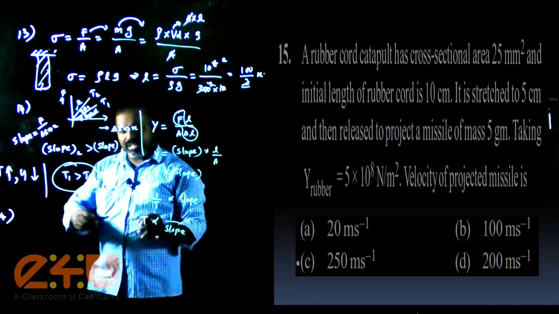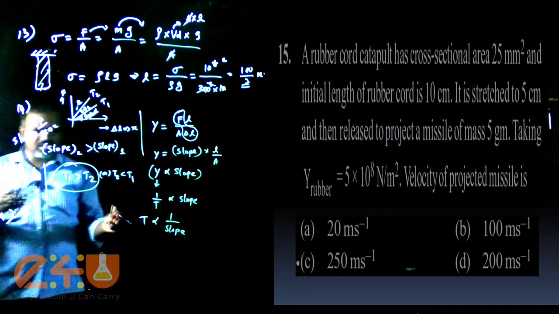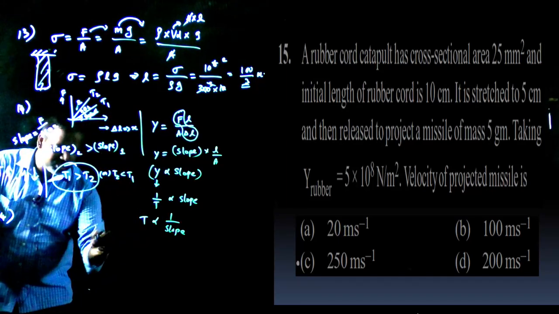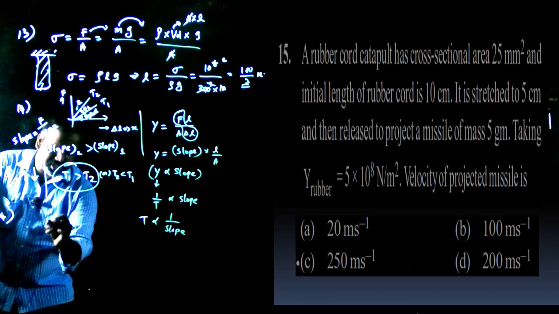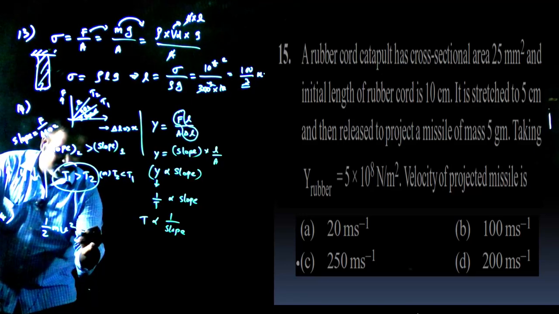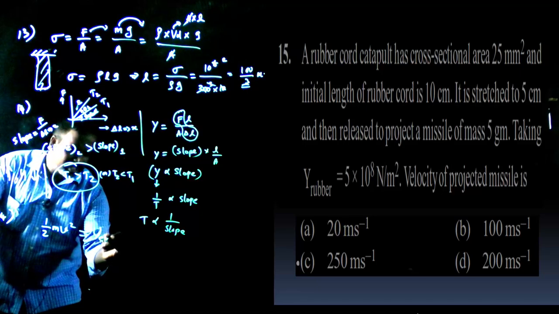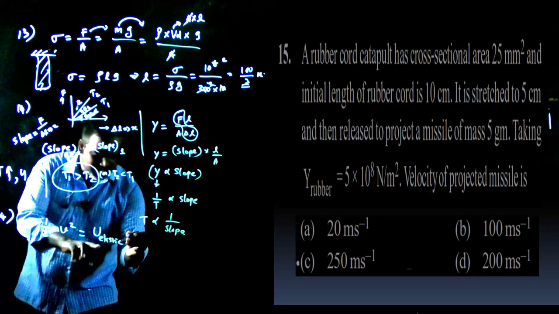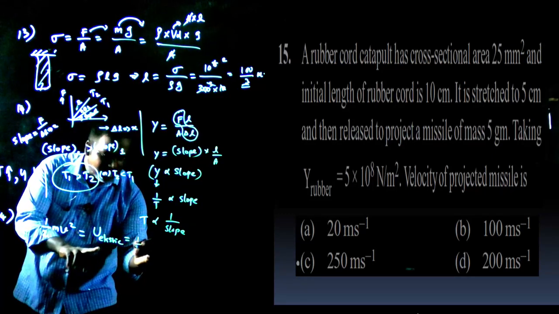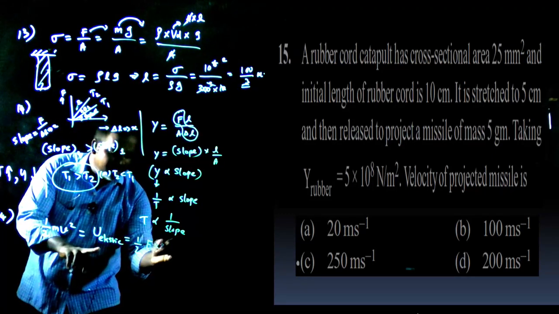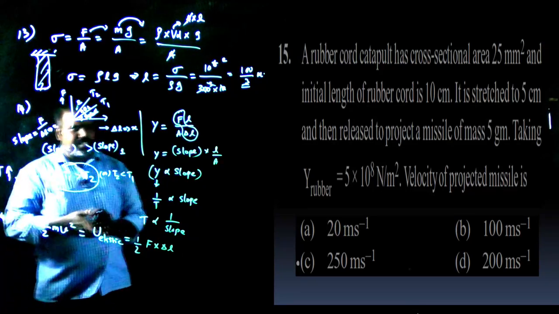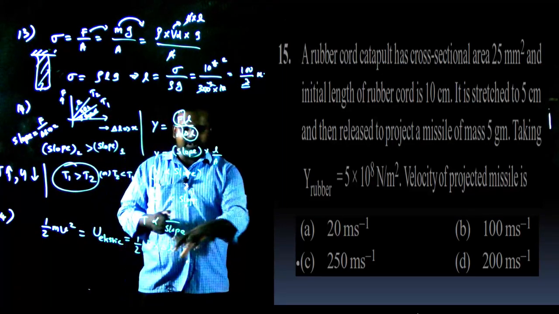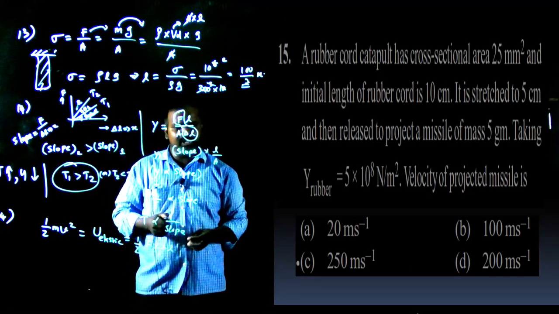As we said, elastic energy is always conserved, since the elastic force is conservative in nature. So for question number 14, by energy conservation, the kinetic energy of the body is equal to the elastic potential energy. Elastic potential energy, we already wrote, is 1 by 2 into F into delta L. In this case, F is not given directly, so we have to reformulate the equation in terms of the given quantities.